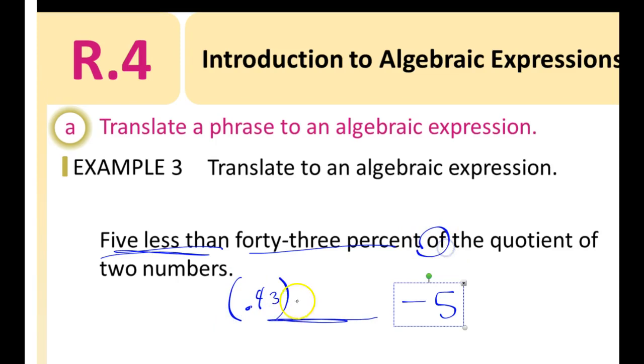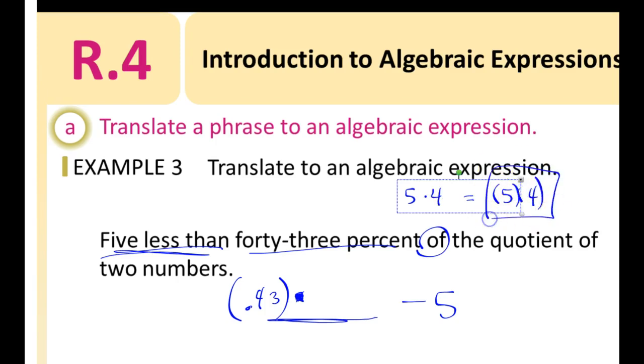The word of, we talked about that before, means to multiply. We usually don't use this X as the multiplication symbol because it looks like a variable. So start using a dot or don't use anything. If I just want to do 5 times 4, I could put a dot in between, or I could just put both of them in parentheses. 5 times 4 could look like this as well.